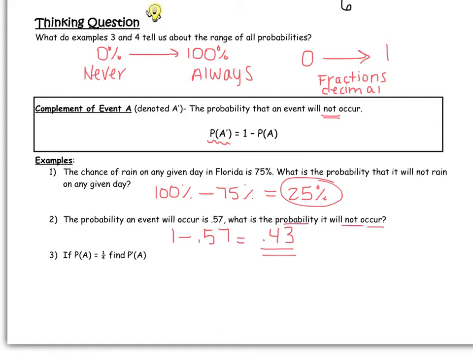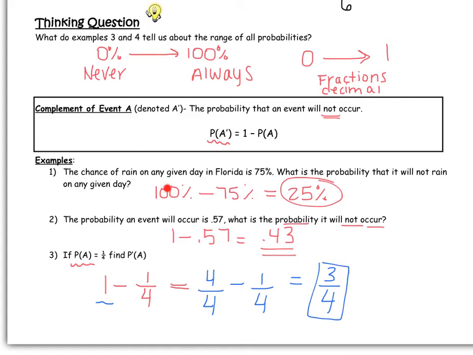Now, how about if I give it to you in terms of a fraction? So the probability that an event A occurs, that's what P of A stands for, P of A is 1/4. That means the probability of event A happening is 1/4. Find the probability of its complement. That's what this is asking. So you would do, again, 1 minus 1/4. But isn't 1 the same thing as saying 4 over 4? So 4 over 4 minus 1/4 is 3 over 4. So these are three examples, one with a percent, one with a decimal, and one with a fraction. All right, let's move on to the next page.